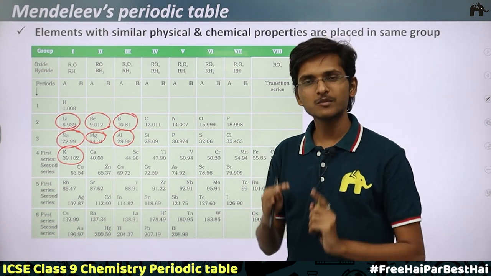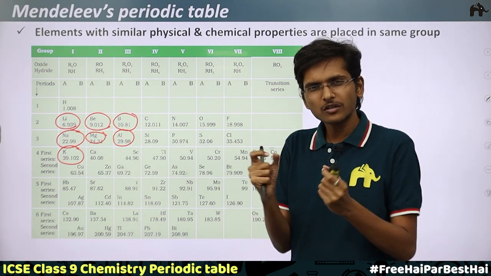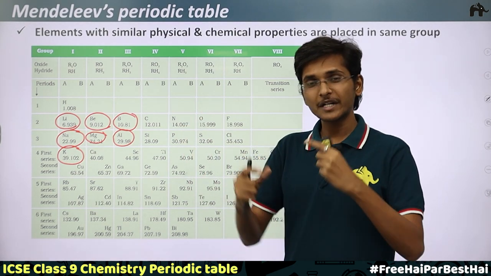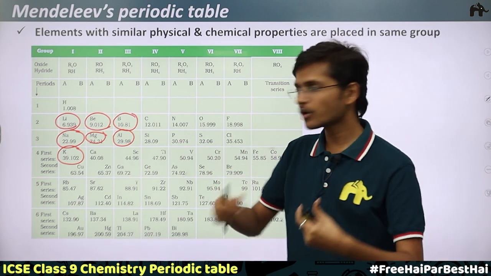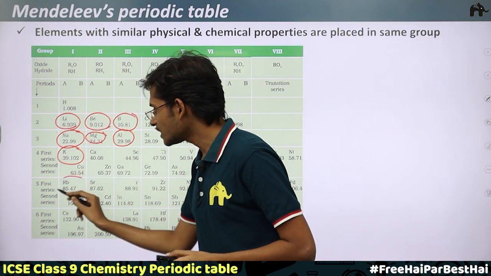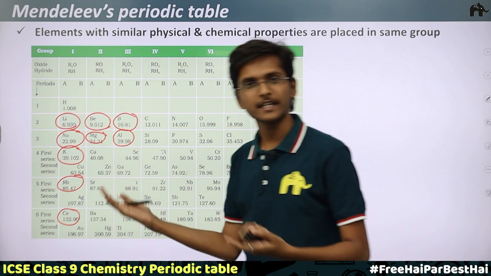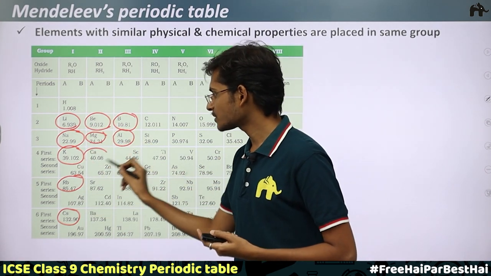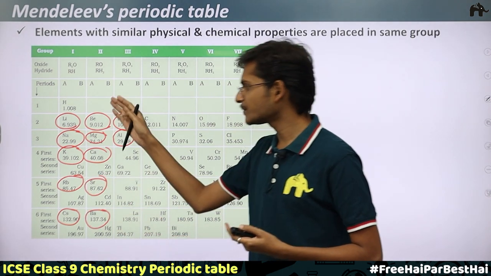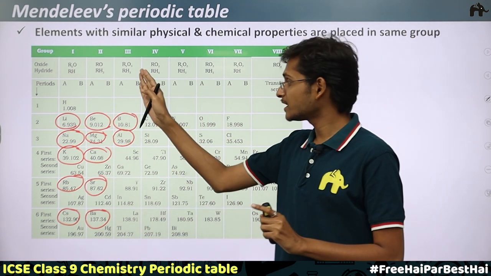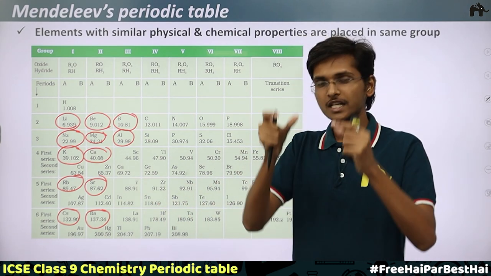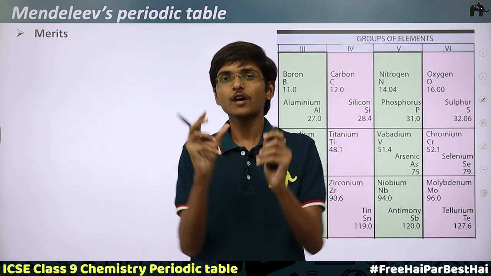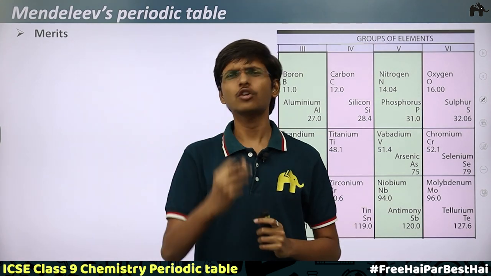In this manner, he didn't just arrange the elements in increasing order of their atomic weights in the form of a table, but he made sure that elements having similar properties were placed in the same vertical column or group, like lithium, sodium, potassium, rubidium, cesium, or beryllium, magnesium, calcium, strontium, barium. These are elements having similar properties. Clear? Done.